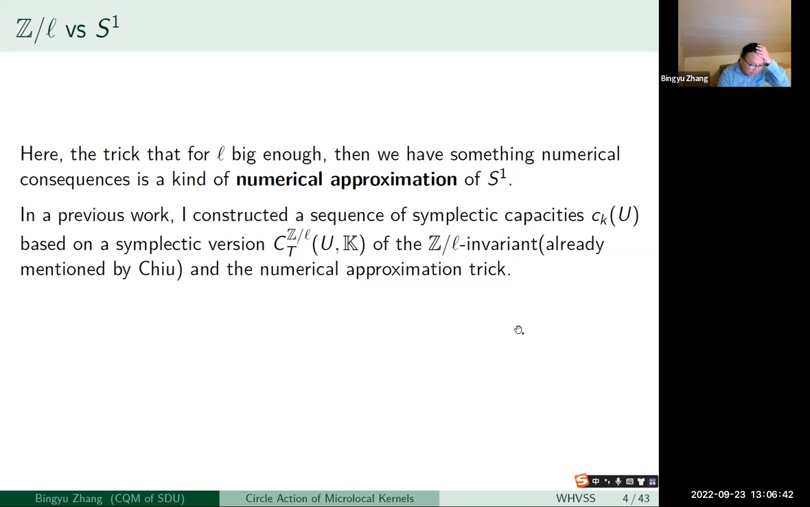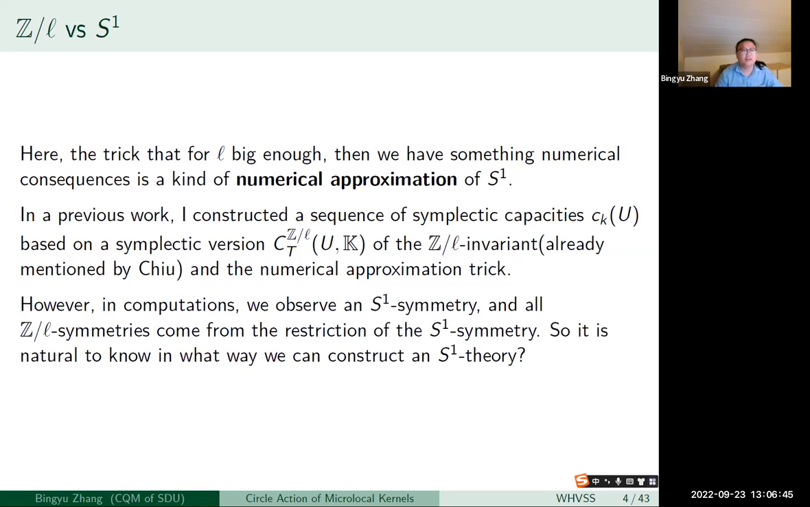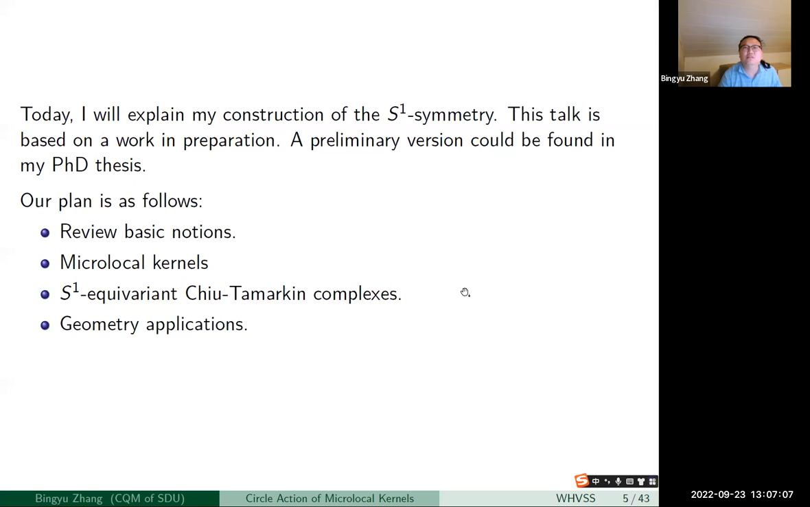But the question is that, of course, we find some numerical way to realize S1, but in computation, we find some real S1 symmetry. So our question is how to construct this S1 symmetry, and this is the topic today. The talk is based on work in preparation, which means that you can find most of the results in my thesis, but I still need to write some article.